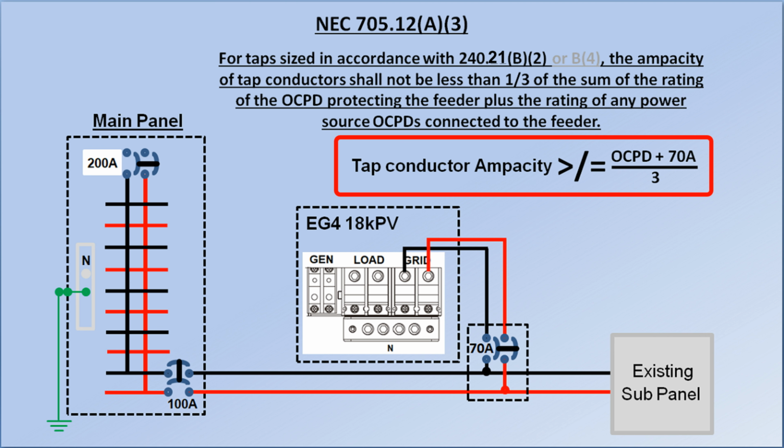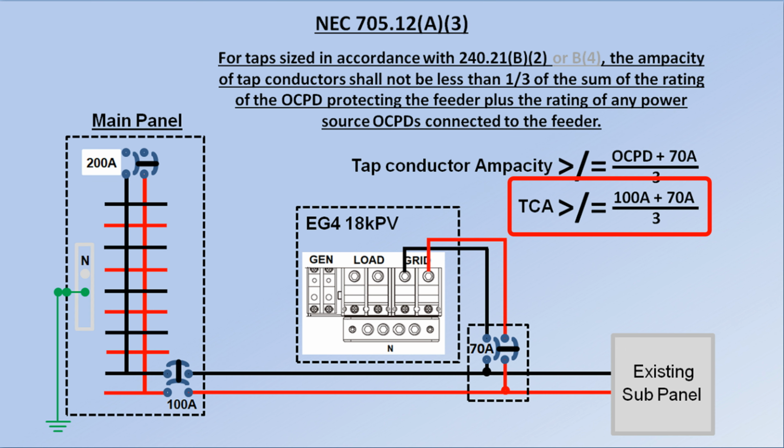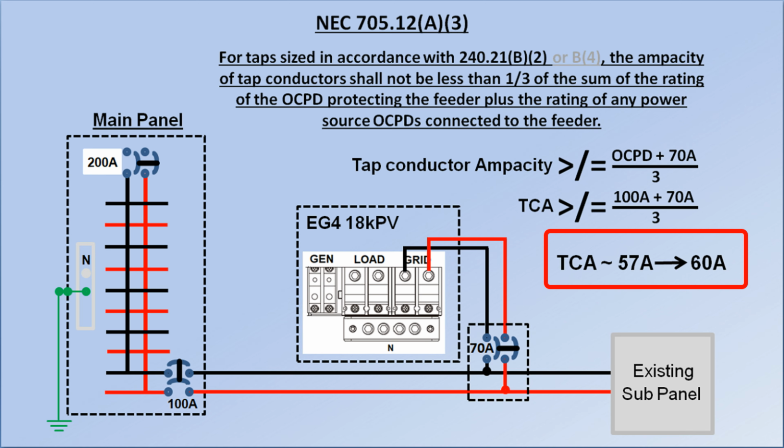In this example, the tap conductor ampacity is greater than or equal to 1/3 of the sum of the rating of the overcurrent protective device protecting the feeder, plus the rating of the power source overcurrent protective device connected to the feeder. So here's a question for you. What's the gauge size of the tap conductors in this example?